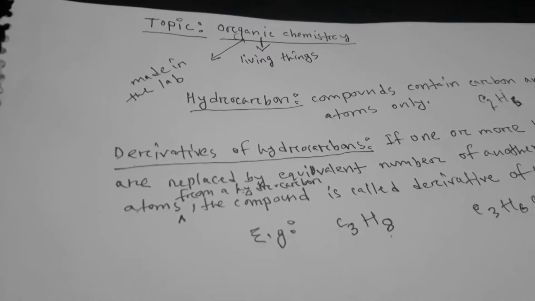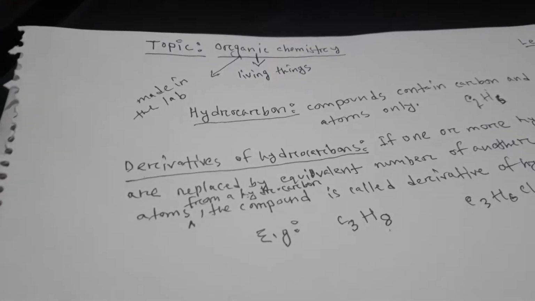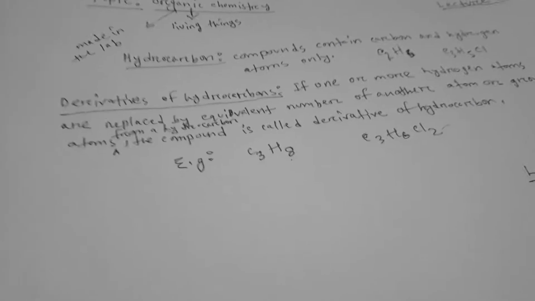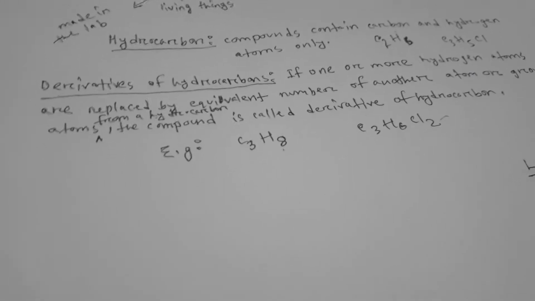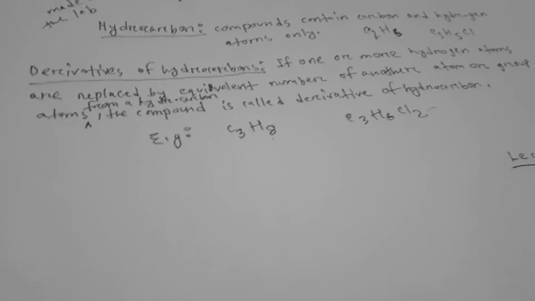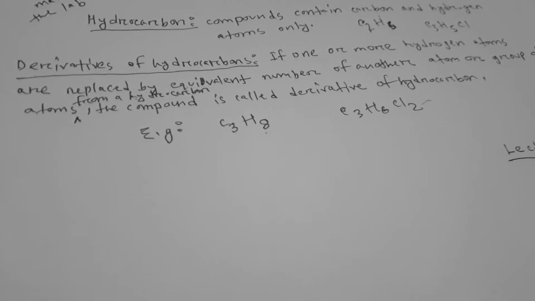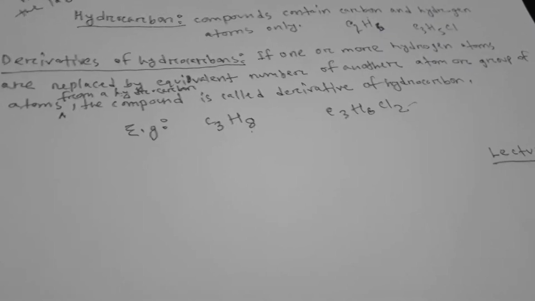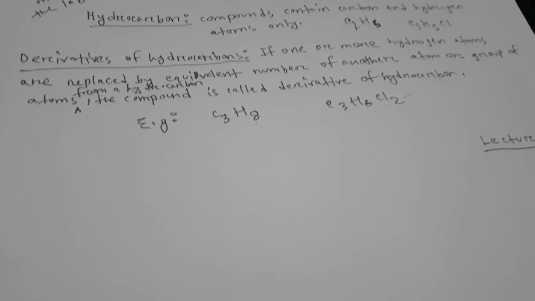So in lecture 1, we studied what is hydrocarbon, what is organic, then hydrocarbon, which is compounds contain carbon and hydrogen atoms only, and what is derivatives of hydrocarbon. If one or more hydrogen atoms are replaced by equivalent number of atom or group of atoms from a hydrocarbon, the compound is called derivative of hydrocarbon. Now continued from lecture 1.